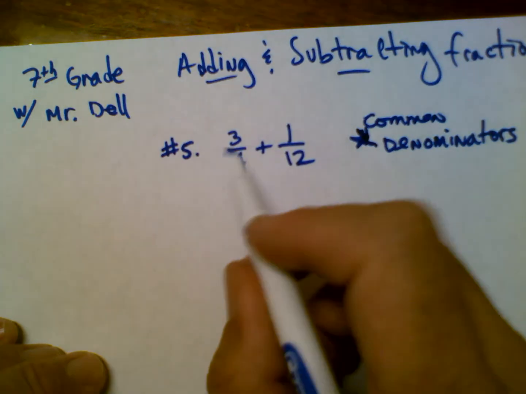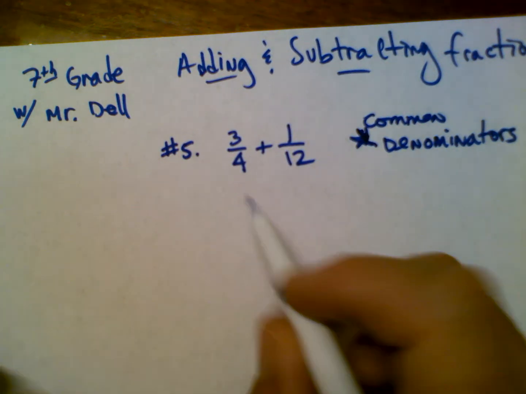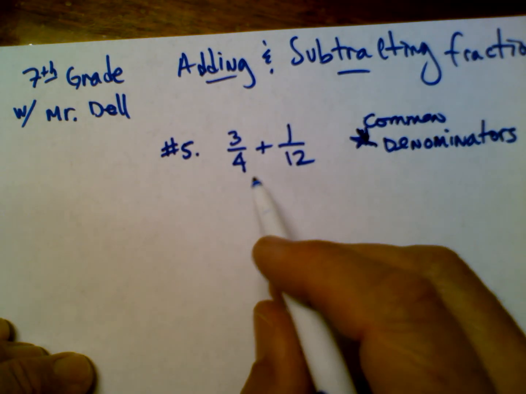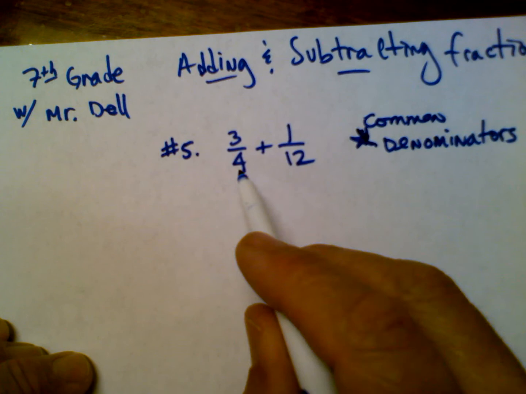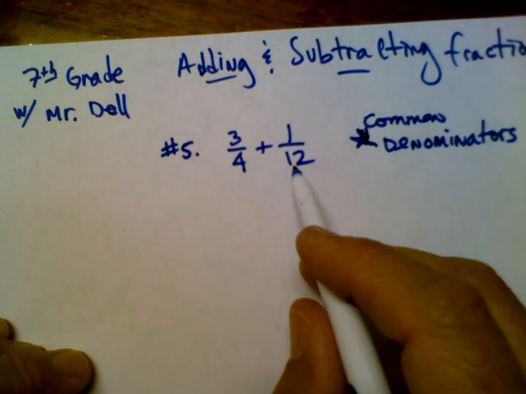Okay? So if we look at our denominators, right now I've got a 4 and a 12, so I need it to be the same exact number. And to do that, you look for a common multiple. What numbers or number do both of them go into? Well, 4 goes into 12, so I can make 12 my common denominator.